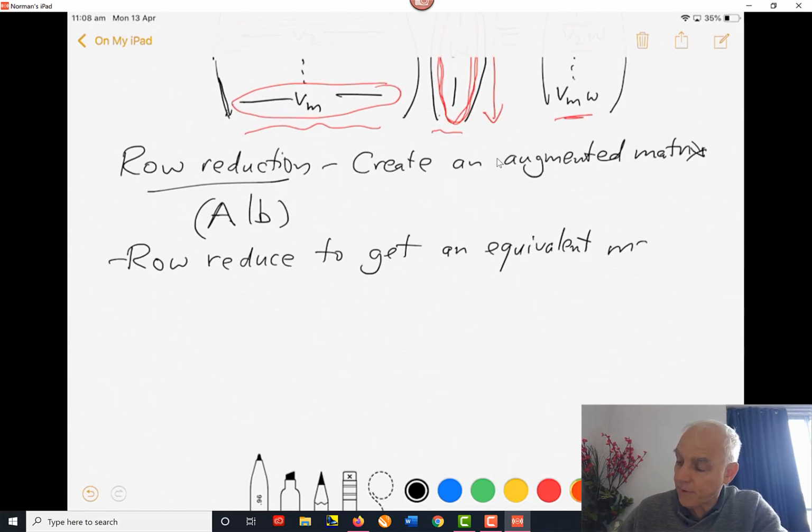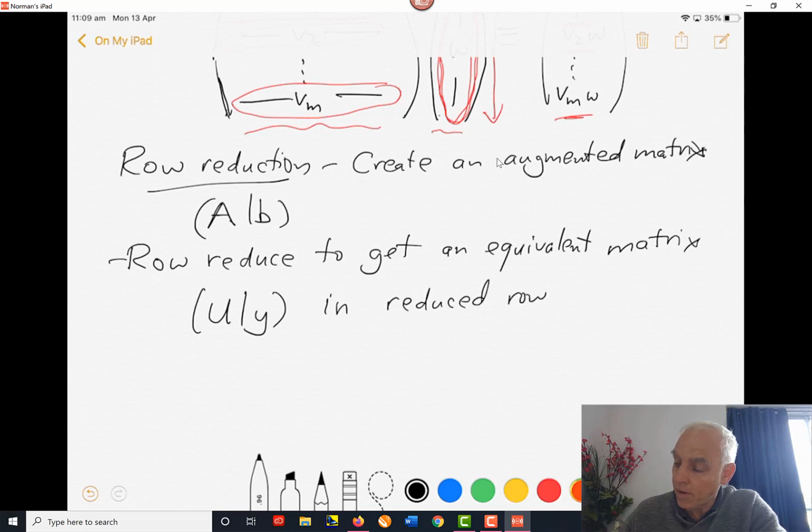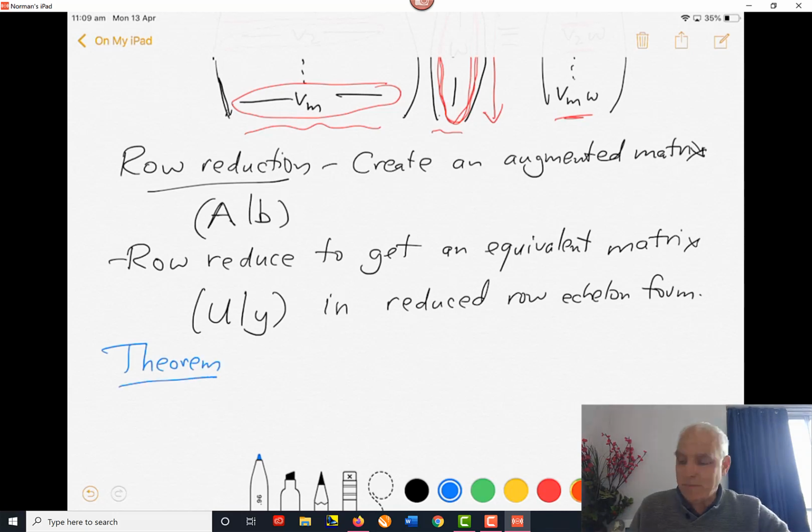matrix, say of the form U, say Y, which is in reduced row echelon form. And it's at this stage then that we can deduce various things about the solution to the original system by looking at this reduced row echelon form of the augmented matrix. And so let's summarize the kinds of things that we've been talking about for this augmented matrix.